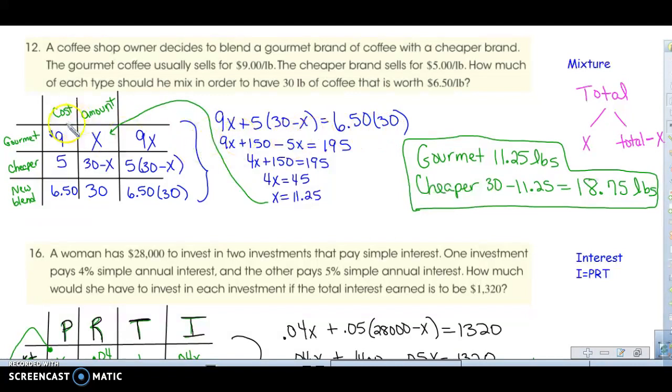So what we're trying to do is take these two and mix them together in such a way that we can now sell them at this price and still make as much as we would have made selling them separately. So now solving for X, we end up with 11.25. Looking back at the chart, X was representing the amount of gourmet coffee. So 11.25 pounds of gourmet would need to be mixed with 30 minus 11.25, 30 minus X, which would be 18.75 pounds of the cheaper brand.